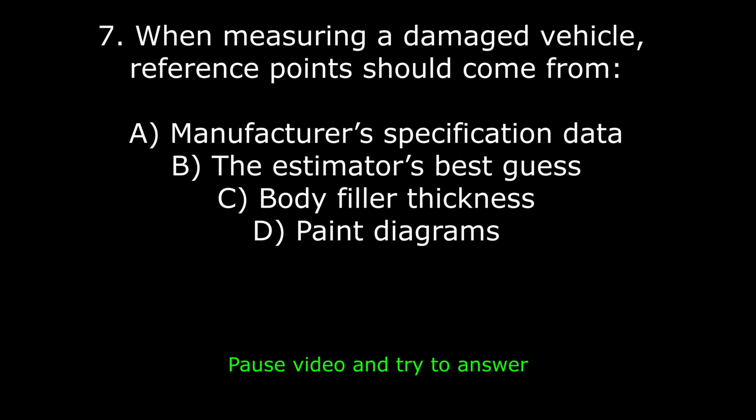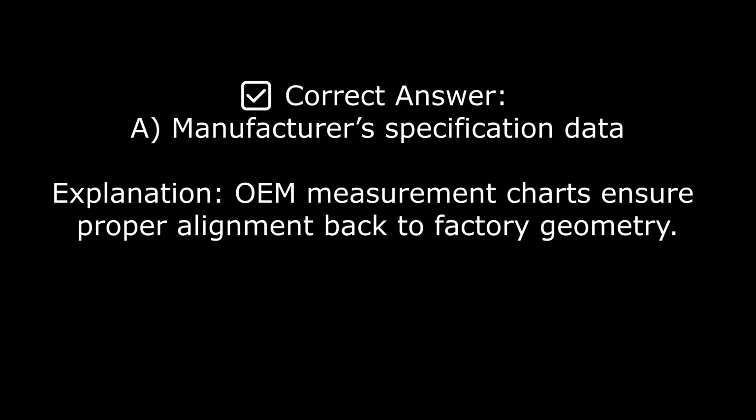7. When measuring a damaged vehicle, reference points should come from A. Manufacturer's specification data. B. The estimator's best guess. C. Body filler thickness. D. Paint diagrams. Correct answer is A. Manufacturer's specification data. Explanation. OEM measurement charts ensure proper alignment back to factory geometry.